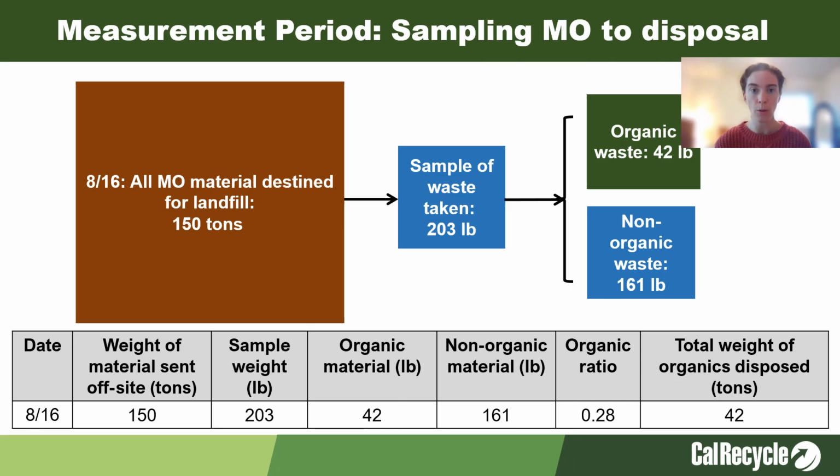With this information, we can figure out the organic ratio of that sample. So 42 pounds of organic material divided by the total sample weight of 203 pounds gives us a ratio of 0.28. The sample was 28% organic material. Now we're going to multiply this ratio, 0.28, by the weight of all the material sent off site that day, 150 tons. This gives us 42 tons, the total weight of organics disposed in this load of MO material. This is 28% of that entire 150 ton load, 42 tons.